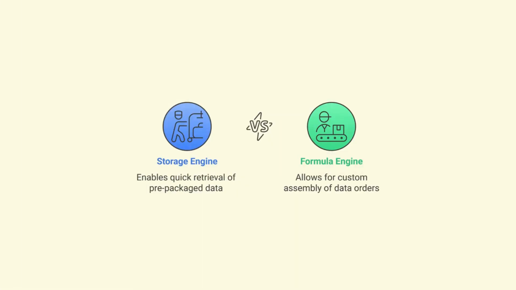To visualize the difference, think of the storage engine like a warehouse worker retrieving pre-boxed items quickly, while the formula engine is like someone manually assembling each order from scratch, so it's slower. So the key takeaway is that the storage engine is fast but limited. It prefers columnar operations, while the formula engine is flexible but slower because it processes data row by row. To build efficient Power BI reports, always aim to let the storage engine do most of the work. Use DAX Studio to check if your query is using the storage engine or the formula engine. Rewrite inefficient DAX to optimize performance, and experiment with performance tuning techniques in Power BI.